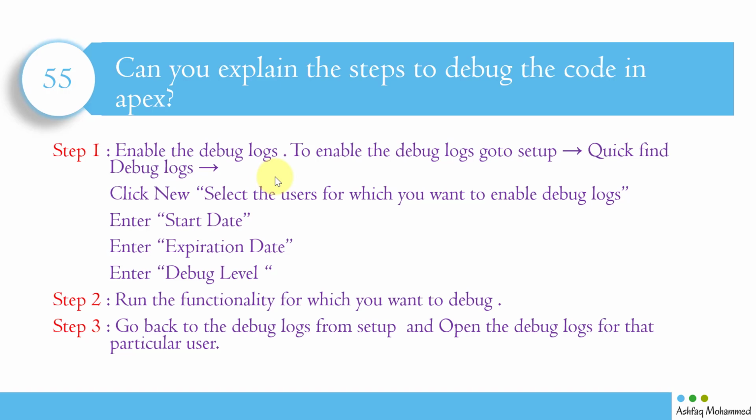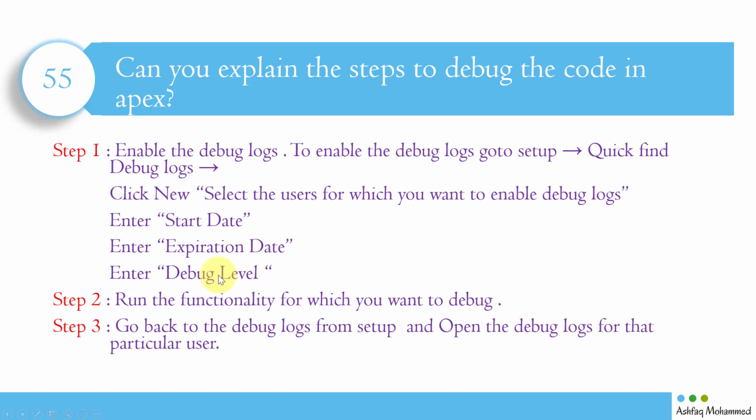So you have to enable the debug logs for that particular user. There you have to select the user for which you want to enable the debug logs, and then enter the start date from when you want the debug logs to be logged, and then the expiration date for till what time they should expire. I think you can select only a 24 hour window for a debug log, and then the debug level. If you want to see the finest detail of each debug log, then you can select this one.